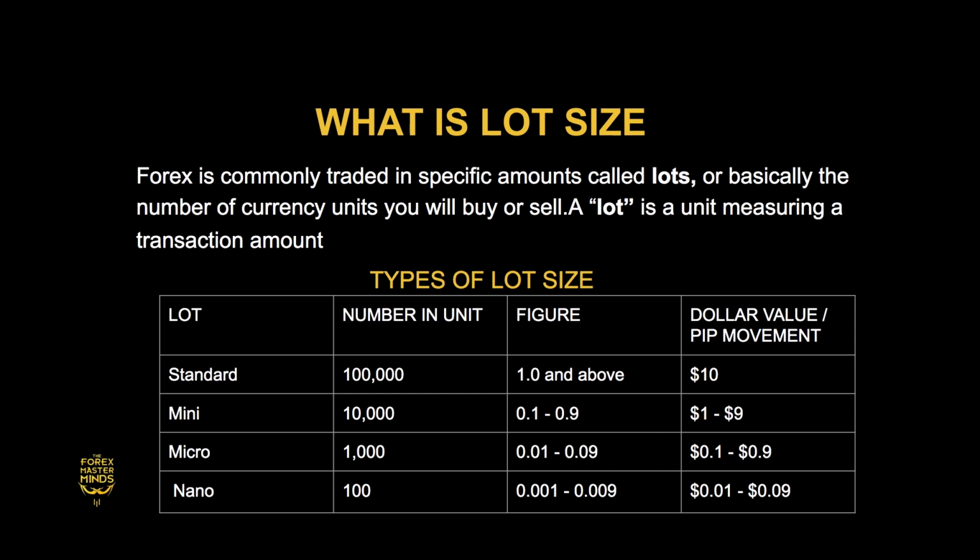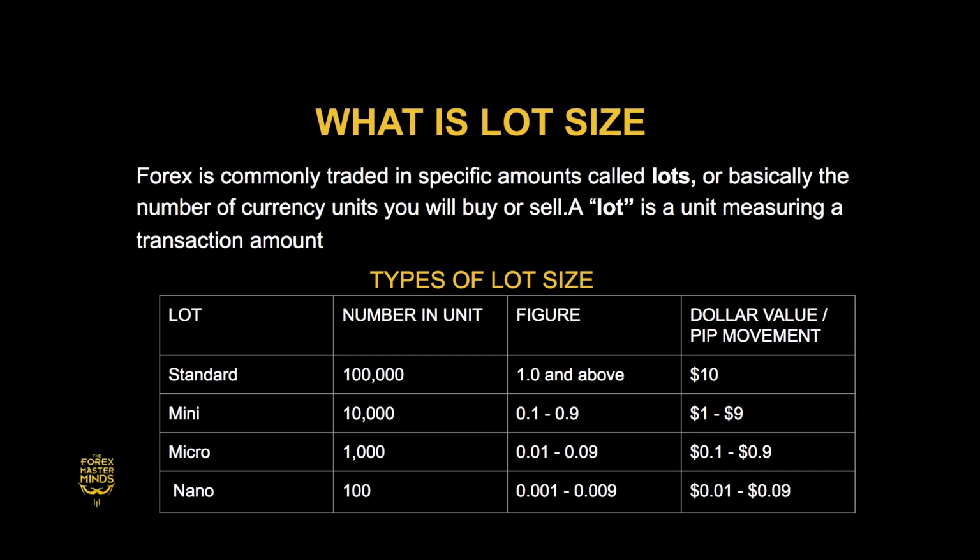We have the standard lot size, which represents 100,000 units. So if you are buying a standard lot size of EURUSD, it simply means you are buying 100,000 units of EURUSD. The figures are 1.0 and above. Anything above 1.0 is what we call a standard lot size. For 1 pip movement, you get $10. That's to say, for 5 pip movements, you get $50. For 50 pip movements using a standard lot of 1.0, you have a profit of 50 pips, you get $500. It's quite simple. It's simple mathematics, okay?